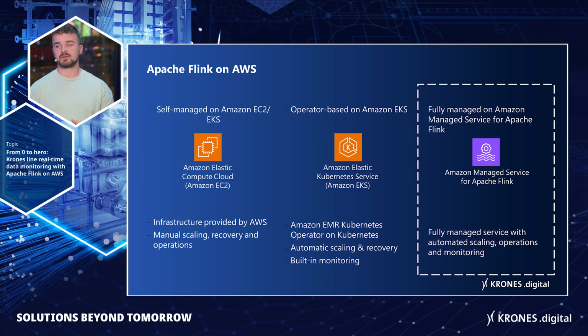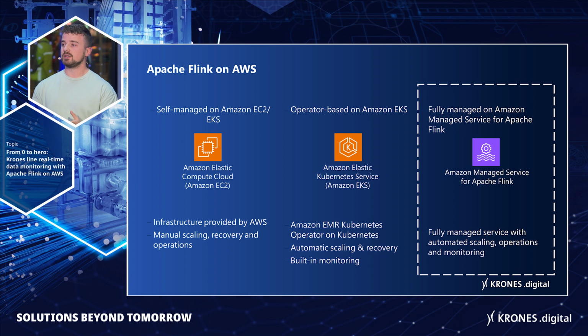So how does AWS fit in here? So Krones is operating Apache Flink on top of AWS, and we have several ways to deploy Apache Flink. On the very left side, we see Amazon EC2. So this basically means we can spin up virtual machines on our own, start our Flink cluster, our job manager, our task managers, and do everything on our own. So the infrastructure is provided by AWS, but you do everything yourself: scaling, recovery, operations. And to be honest, operating Flink at scale is not very trivial.